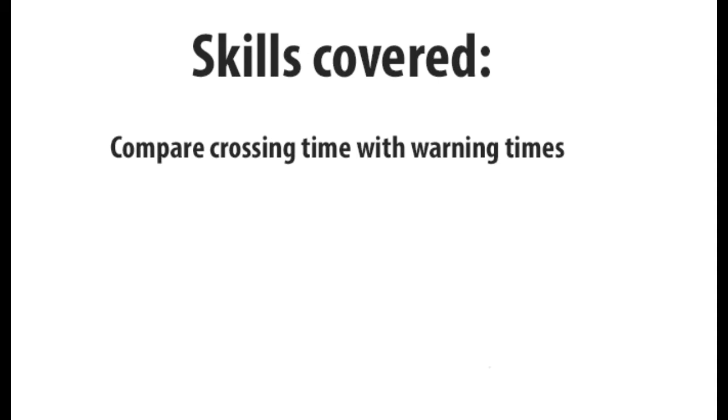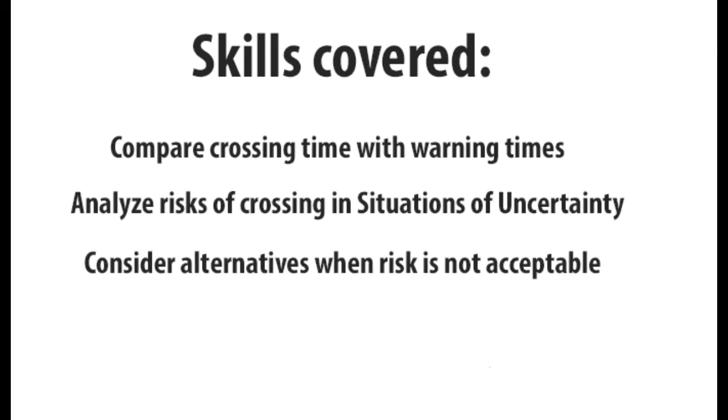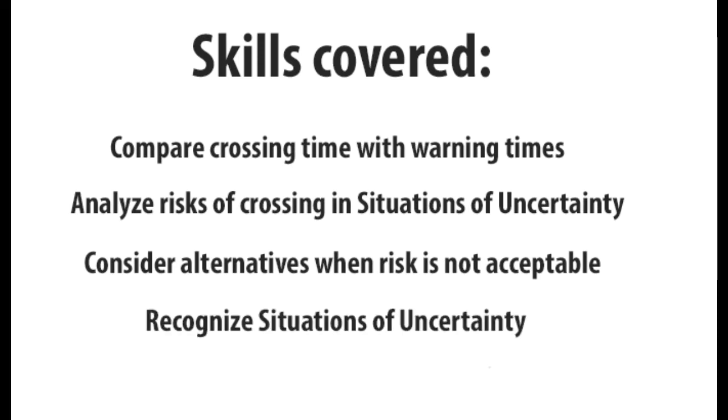This session, then, helped the student develop an intuitive understanding of crossing time and then be able to compare crossing time with the warning time of approaching vehicles, a skill that is necessary for being able to recognize situations of uncertainty. Josh also practiced analyzing the risks of crossing in situations of uncertainty, making decisions about whether those risks are acceptable, and considering alternatives. Once the student has these skills, he's ready to learn to recognize situations of uncertainty by observing a variety of situations and guessing if those are situations of uncertainty, and then finding out if he was correct.